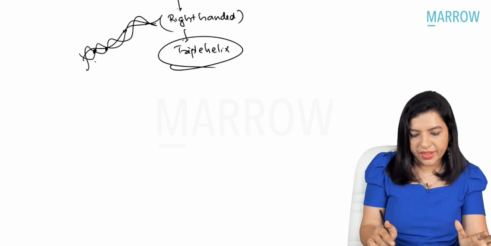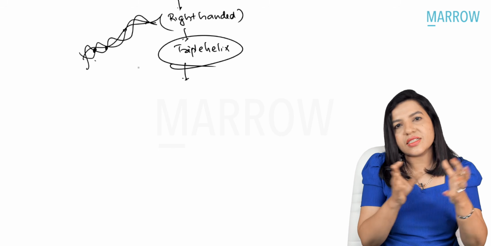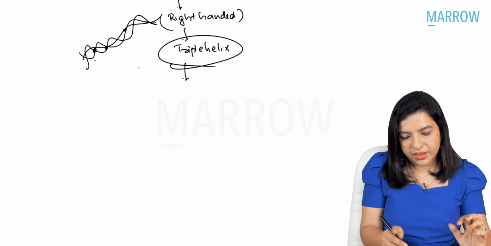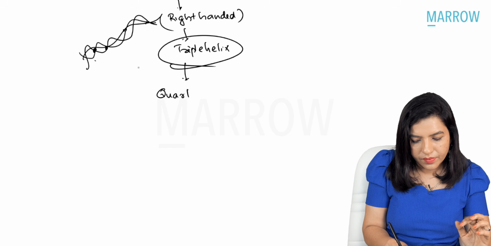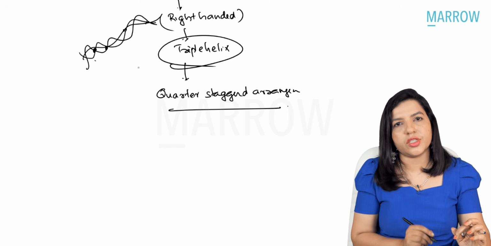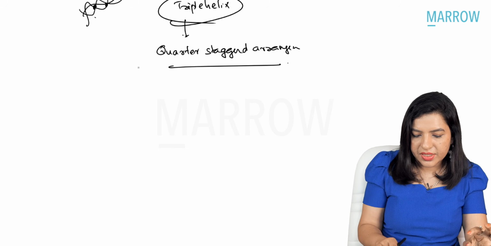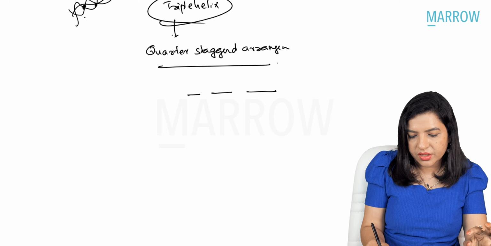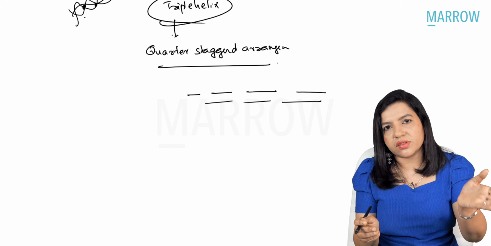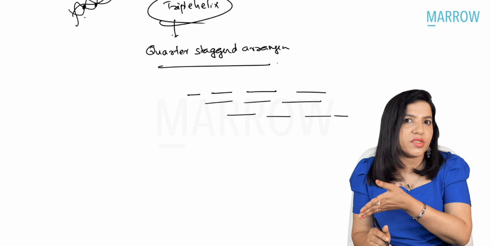Now we have lots of triple helices. They form a particular lateral association called a quarter staggered arrangement. Okay, quarter staggered arrangement. So these are the structural features. In the quarter staggered arrangement, we can see that this is one triple helix, and here is another triple helix. The second layer of triple helix will be 1/4 distance away. The third layer of triple helix will again be 1/4 distance away. Like that, it's a quarter staggered arrangement.